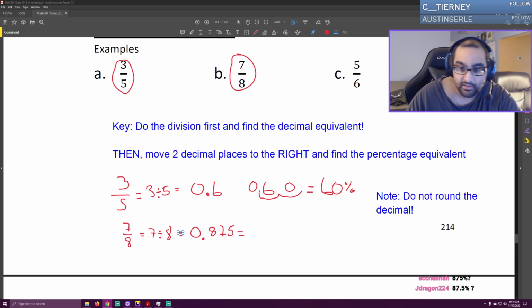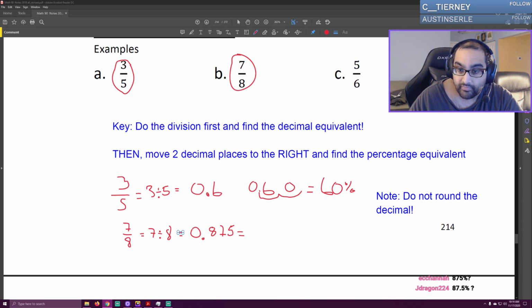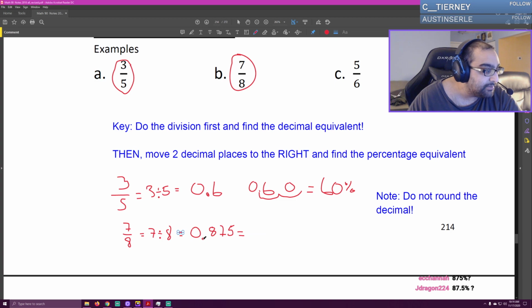That's close, Hannah. 87.5%. So basically, think of it this way. We're going to move 2 decimal places to the right once you have your decimal. So you're going to go 1, 2. Move 2 decimal places to the right. And so 87.5% is the correct answer.